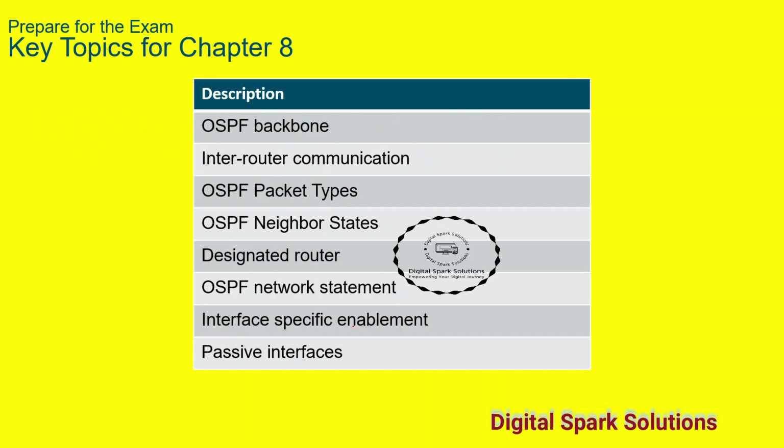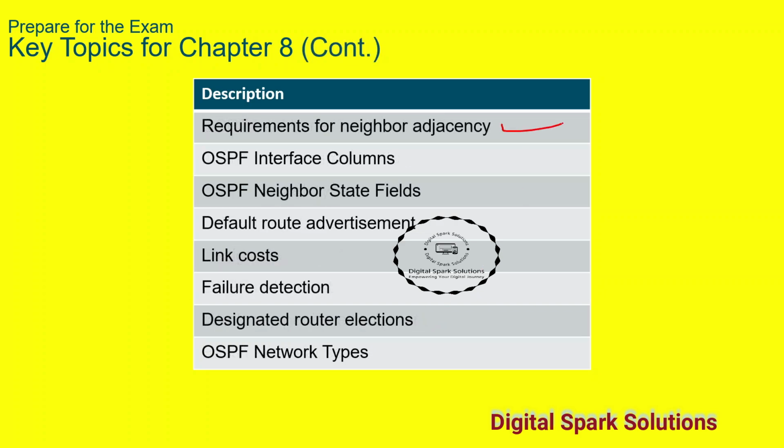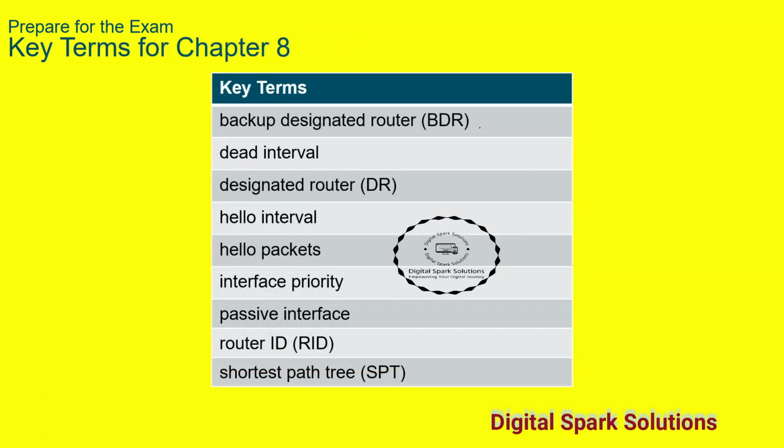That's all for today. So what we discussed: OSPF backbone, area 0, then inter-router communication, OSPF packet types, neighbor states, DR, BDR, network statement, interface-specific enablement, passive interfaces, how adjacencies form, interface fields, neighbor state fields, default route advertisement in OSPF, link cost, failure detection, DR elections, OSPF network types, backup designated router or BDR, dead interval, designated router, hello interval, hello packets, interface priority, passive interface, router ID, shortest path.